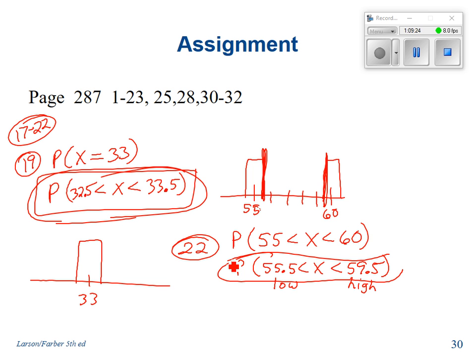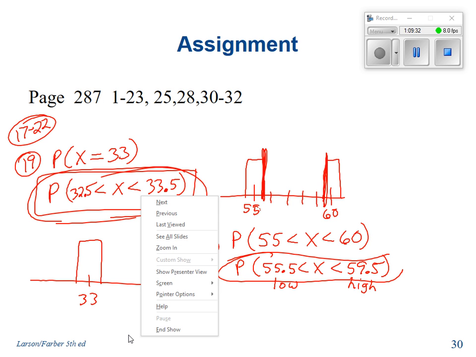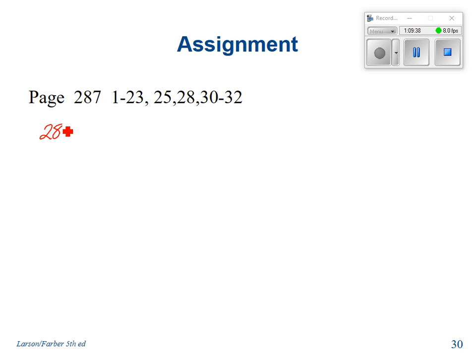Oh, shoot. 23, 25, 28, and so on. Pick me one of those. Try to do one of them real quick. 28. We probably won't get it all done, but we'll get it set up.